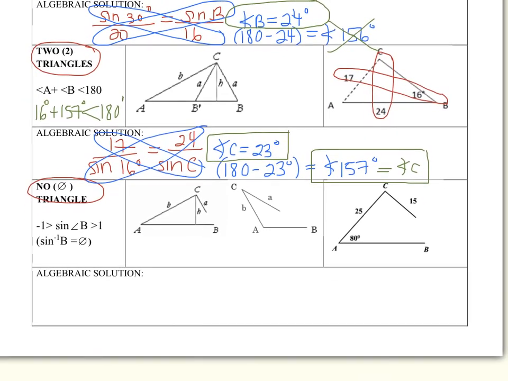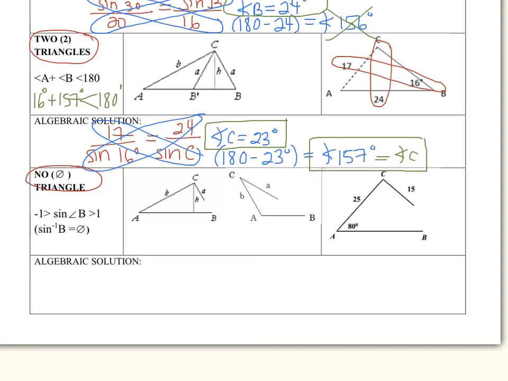Last case for the law of sines, ambiguous case. Looking at some triangles, the sides that they give you are too short. You notice that if you come up with a side in a triangle that's too short, it isn't long enough to reach the other side and make an angle. And this happens sometimes. Okay?